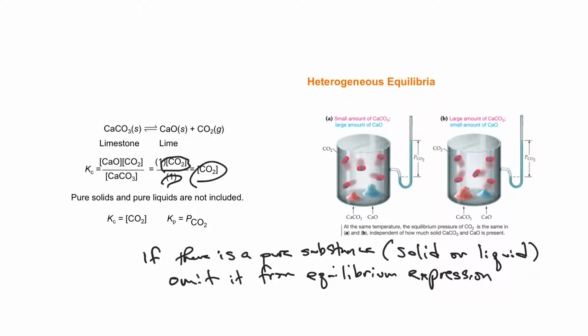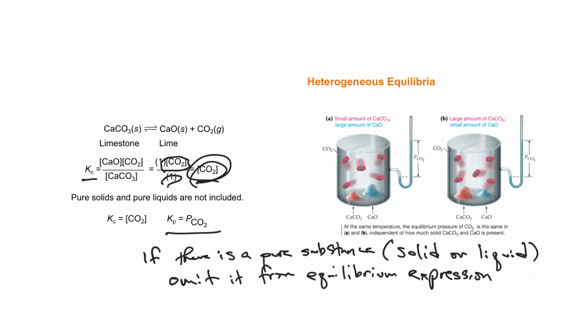So in the case of K sub C, you're going to leave out both of the solids, and so your K sub C is only going to be based upon the concentration of carbon dioxide. Likewise, since that is a gas, if you want to express it in pressure, K sub P is only going to be equal to the partial pressure of the carbon dioxide.